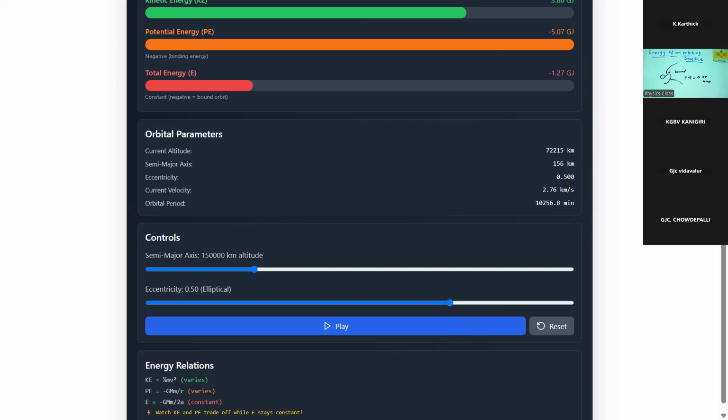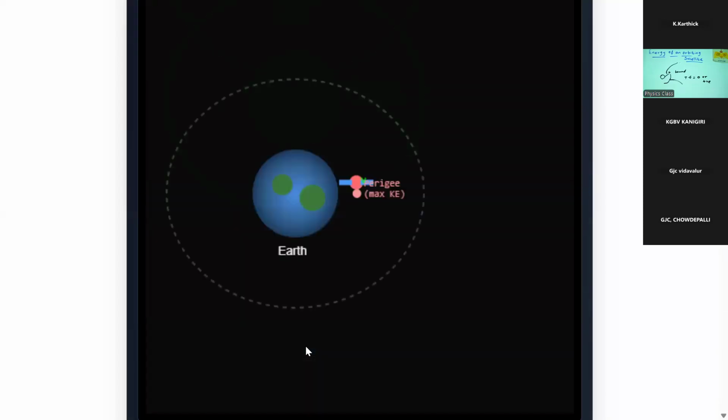Yes, 0.5. Now notice the orbital path immediately becomes an elongated ellipse. Correct, which becomes an elongated ellipse. Now the satellite distance from Earth is constantly changing.